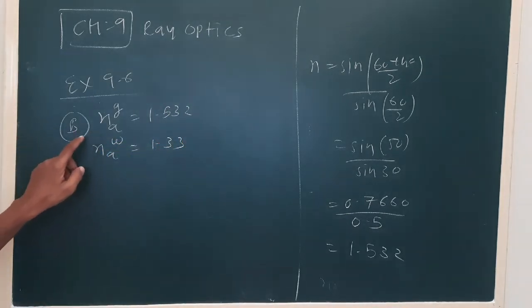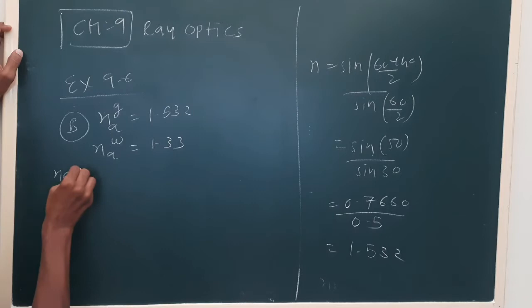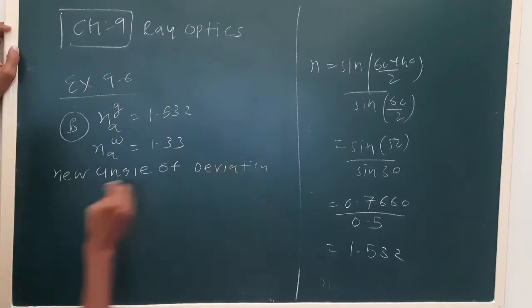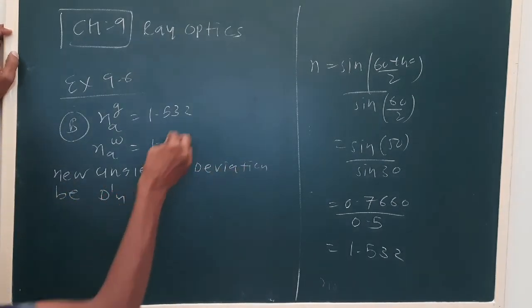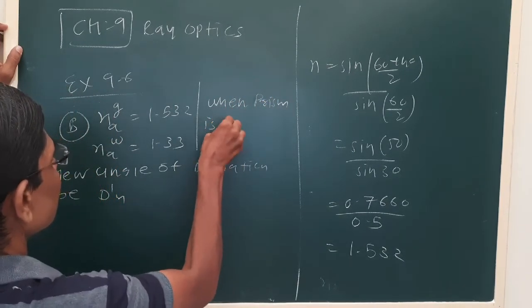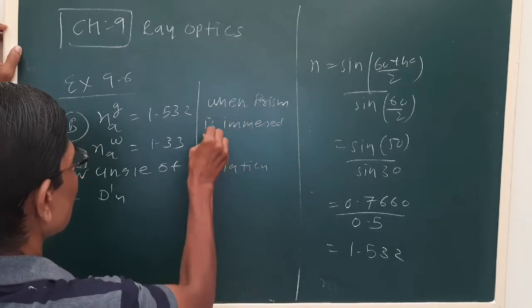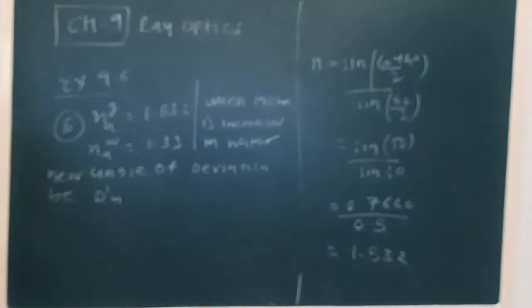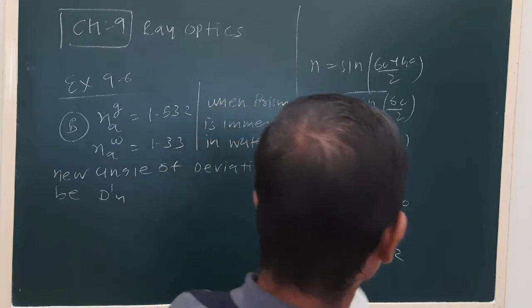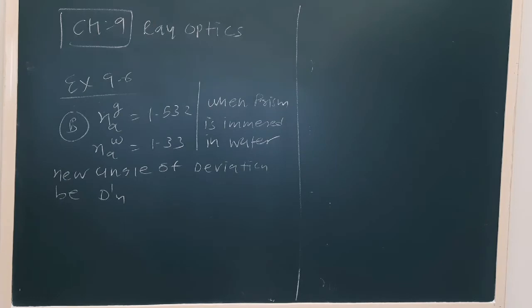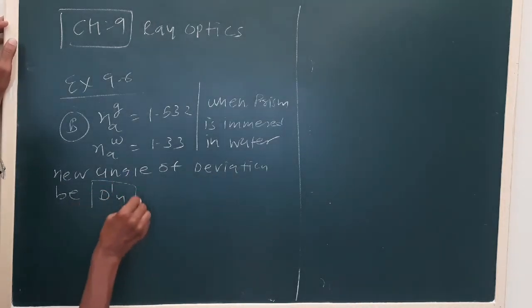Okay, now see, the refractive index of water with respect to air is given as 1.33. Okay, the new angle of deviation, D dash, when the prism is... Okay. Initially the prism was in air, and we have obtained the refractive index. Now the same prism when immersed in water, what will be the new angle of deviation? Let us say D dash.